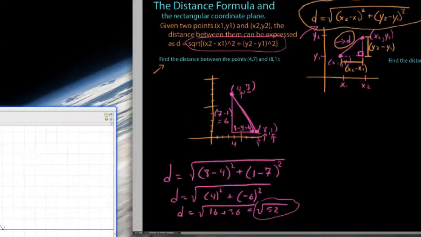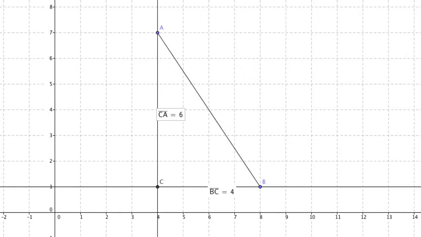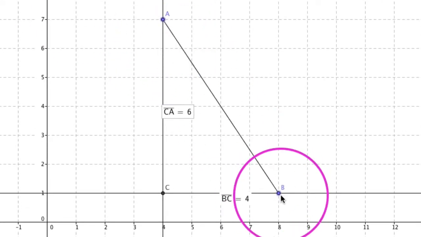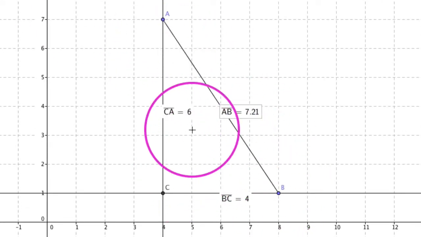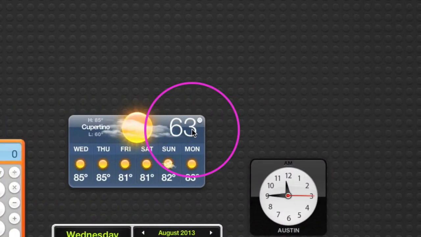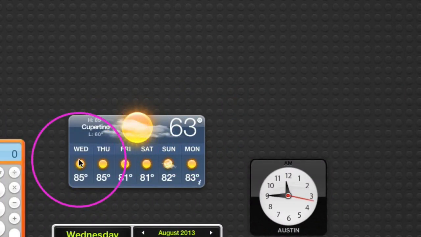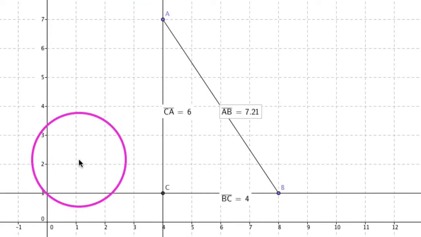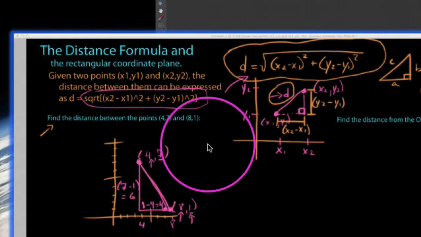Heading back over to GeoGebra here, we say radical 52. Let's go ahead and find the distance from A down to B here. We say 7.21, and what I'd like to do is this. If we hop over here, I guess I can't use the square root of 52 on that calculator, but if you take the square root of 52, you get 7.21, which is what we wanted to yield.